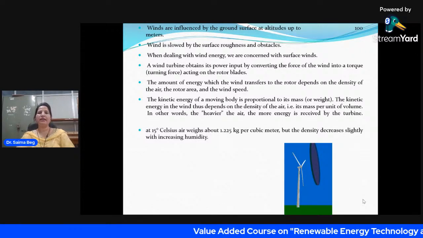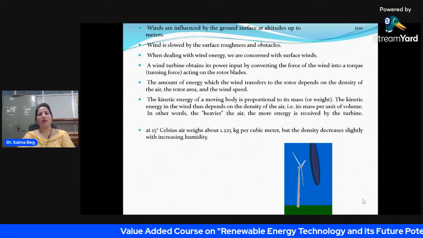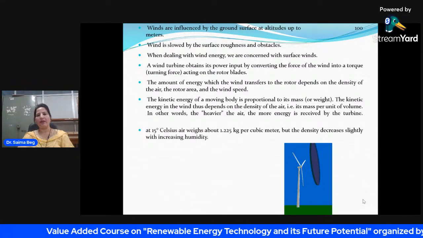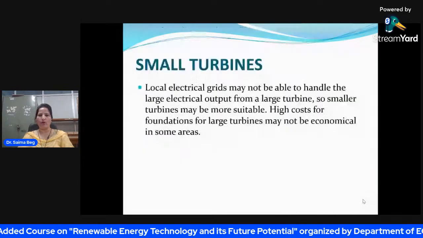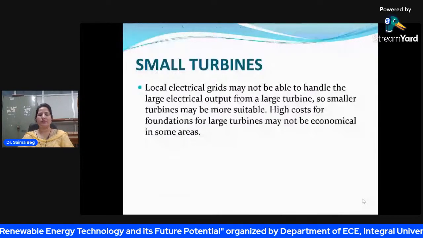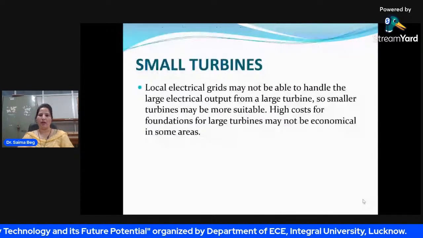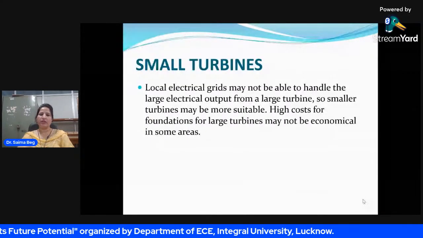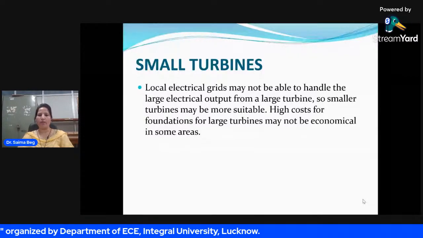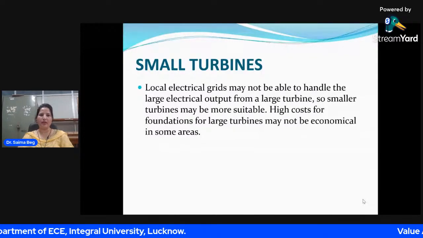Then for small turbines, local electrical grids may not be able to handle the large electrical output from a large turbine, so smaller turbines may be more suitable. And the high cost of foundations for large turbines may not be economical in some areas. That's why we are going to use these smaller turbines.